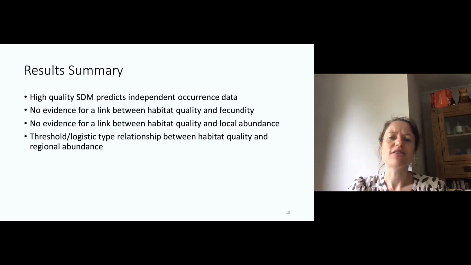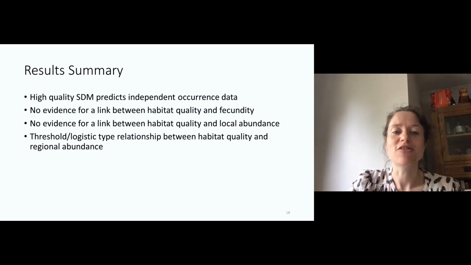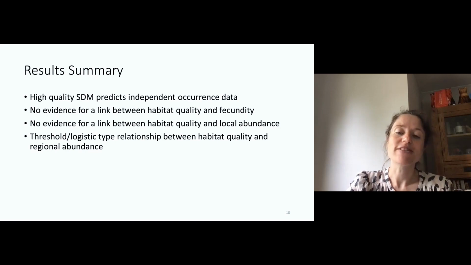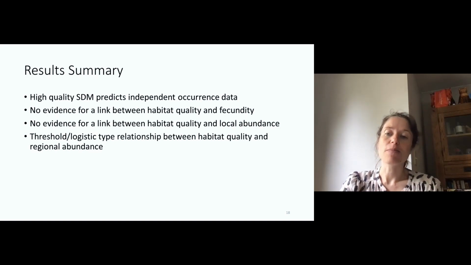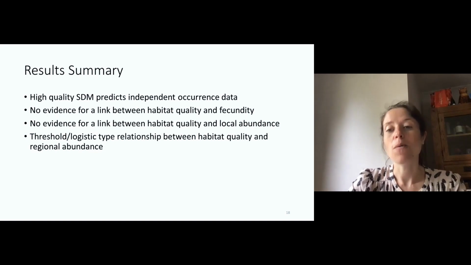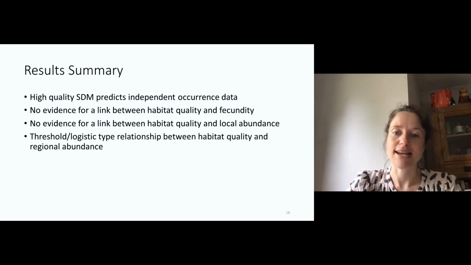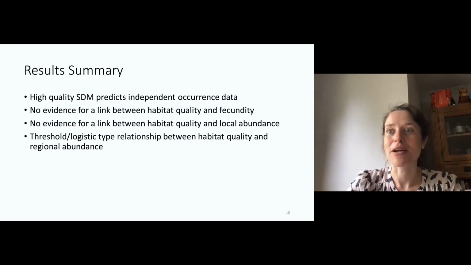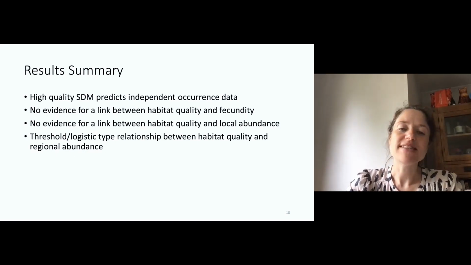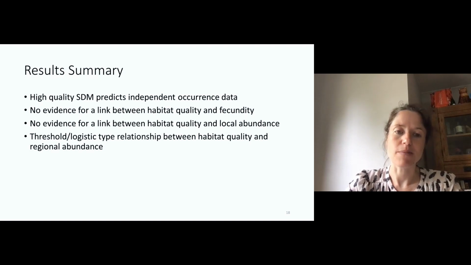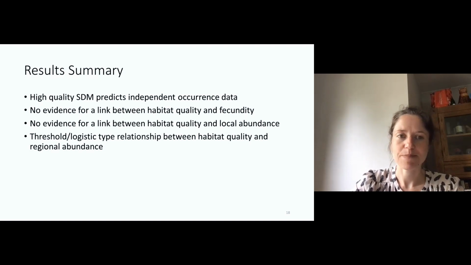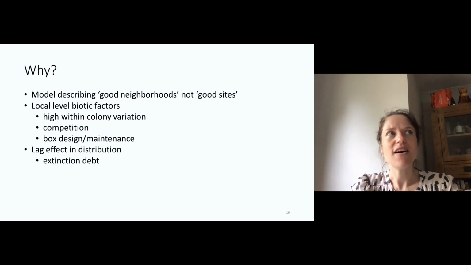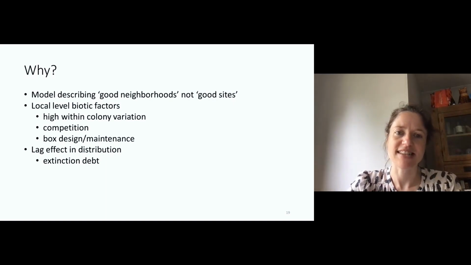So to summarise these results, we made a decent species distribution model, but we were unable to find a link between its output and fecundity, how well martins are doing with their breeding attempts in the nest boxes, or with local abundance, how many martins are showing up at your colonies. We did find a link between regional abundance and habitat quality. So why aren't these models doing the job that we hoped they would? Why is occurrence apparently not the same thing as success?